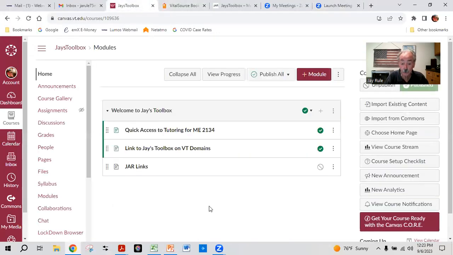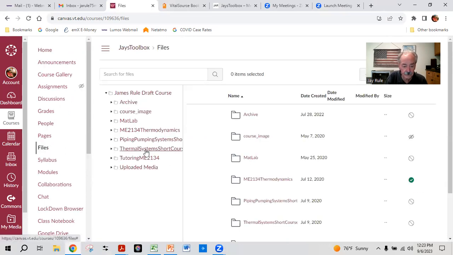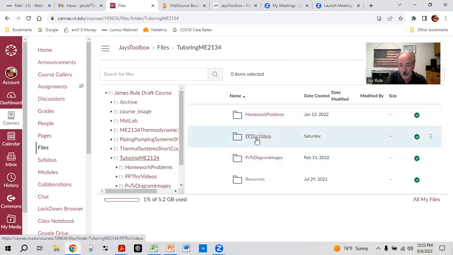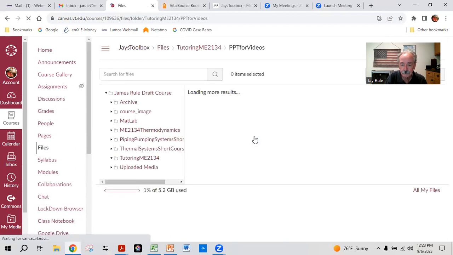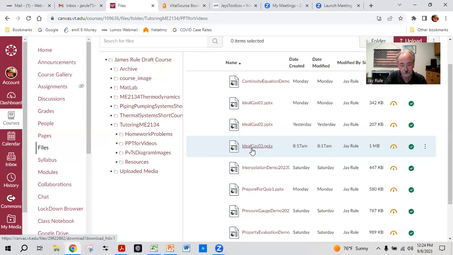Okay, go to Jay's Toolbox. Let's go to Files. How to find this PowerPoint file. We're going to go to Tutoring and this folder called PowerPoint for Videos. And this video is IdealGas03. So you're just going to click on IdealGas03, and you can possess this PowerPoint on your own. You can save it to your PC.